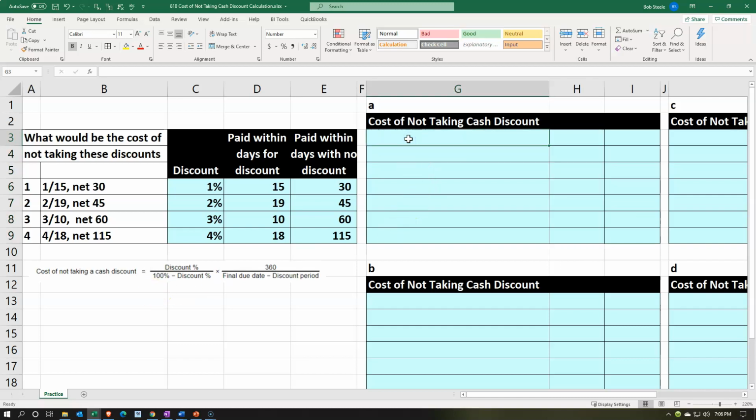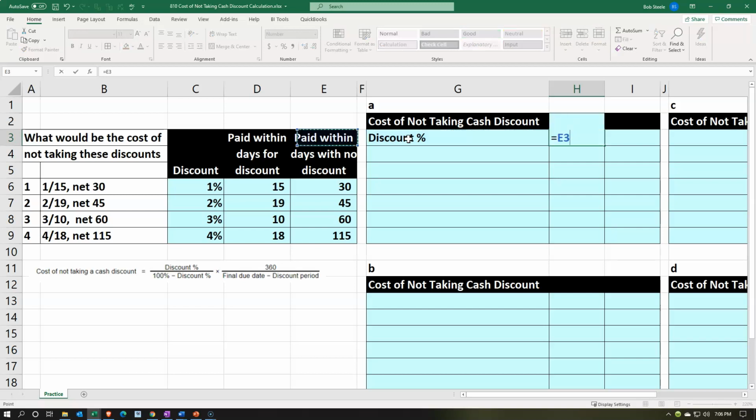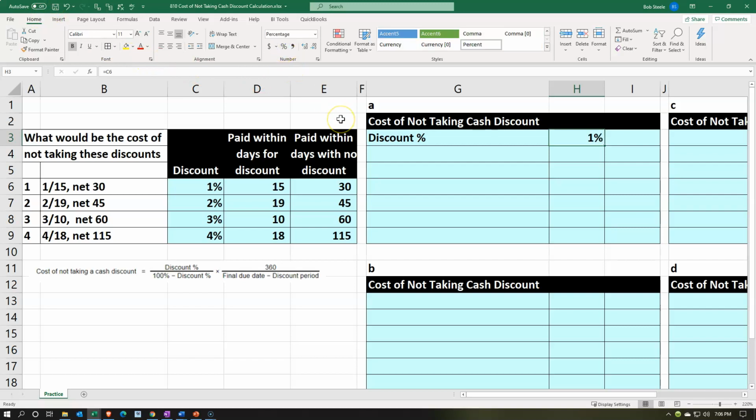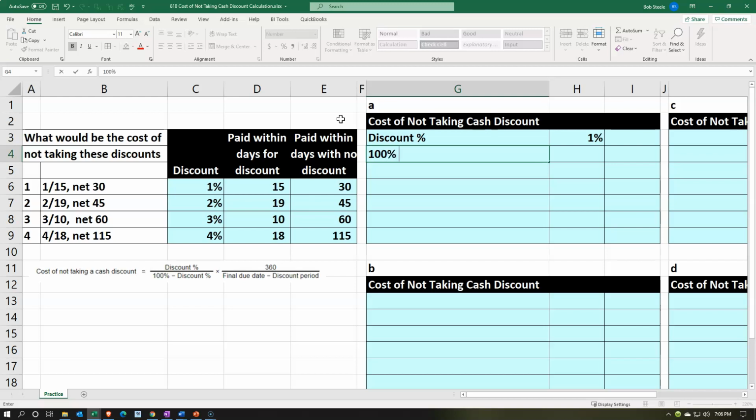So let's say, all right, we're going to have then the discount percent. So discount percent tab, and that's going to be equal to the 1%. I'll put that on the inside. I'm going to format this, go into the home tab, numbers group, percentifying it, and then this is going to be 100% minus the discount percent. So 100% minus the discount percent.